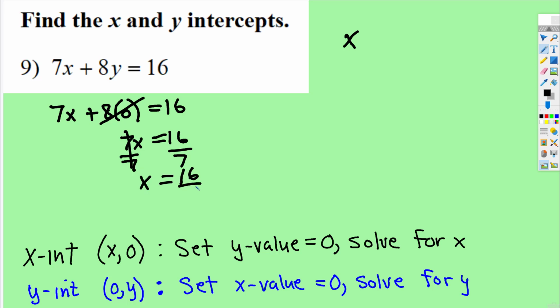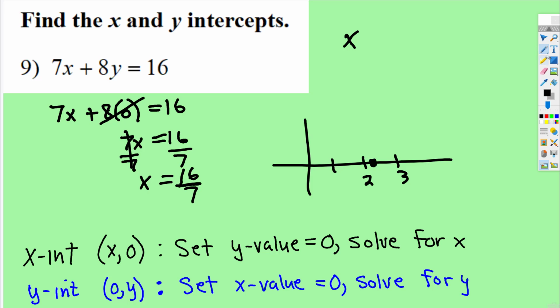So that's not going to be a pretty number because it's not an integer, but that would be a little bit more than 2. So if this is 2 right here, this is 3. A little bit more than 2 because 14 over 7 is 2. So maybe right about there would be the x-intercept.